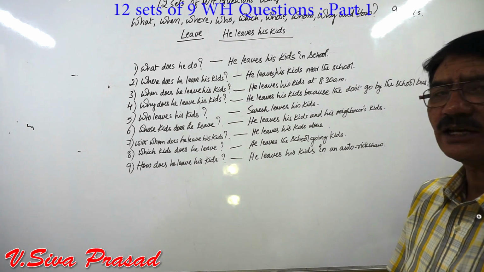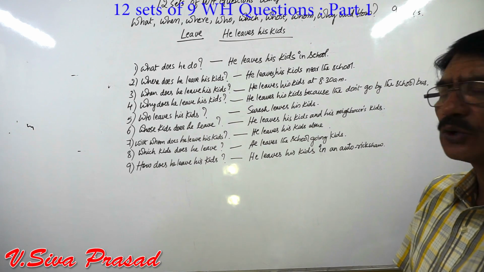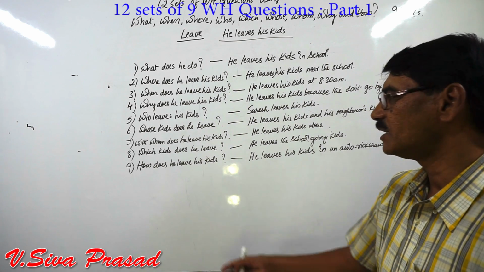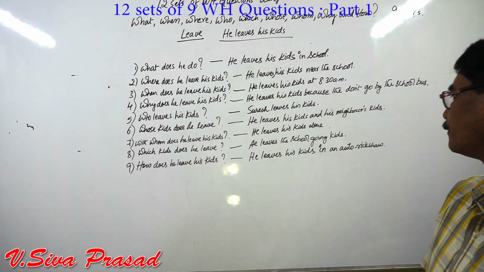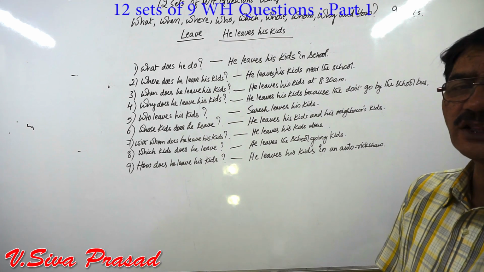Which kids has he left? He has left the school-going kids. How has he left his kids? He has left his kids in an auto rickshaw. Now we are going to the eighth one.